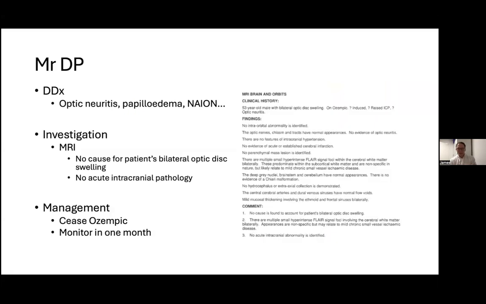Differentials for bilateral optic disc swelling include optic neuritis, papilledema, and to an extent NAION. He underwent an MRI, which didn't show any cause for his bilateral optic disc swelling. Importantly, there was no evidence of intracranial lesions or raised intracranial pressure. So it was decided he would cease his Ozempic and be followed up in 1 month's time.